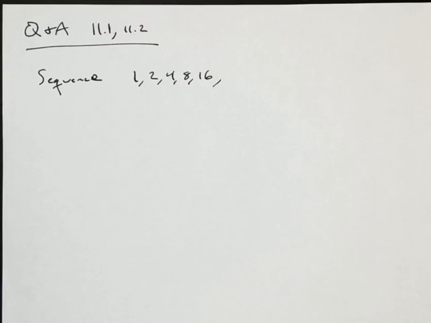What is your first guess as to what the next term should be? Yeah, 32. Why? It's like 1 times 2, 2 times 2 is 4, 4 times 2 is 8, 8 times 2 is 16. So if I was thinking geometrically, you'd be absolutely correct.